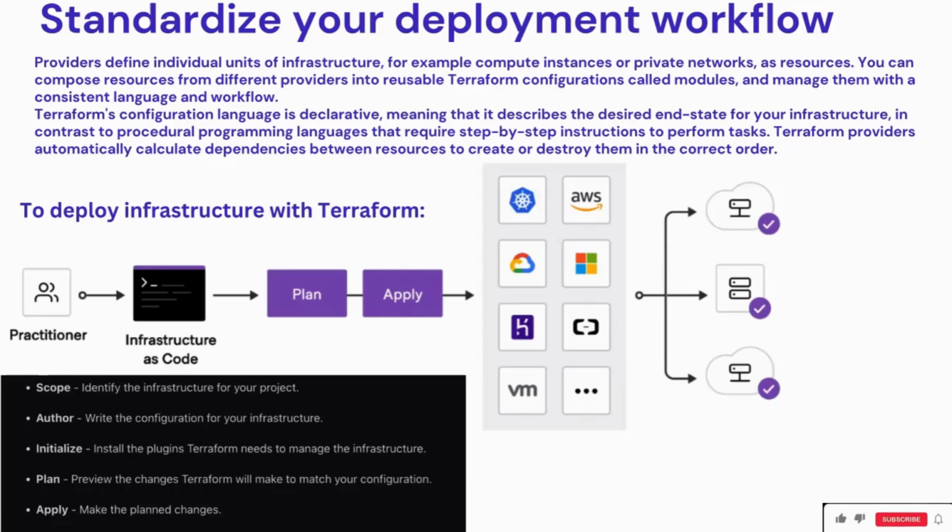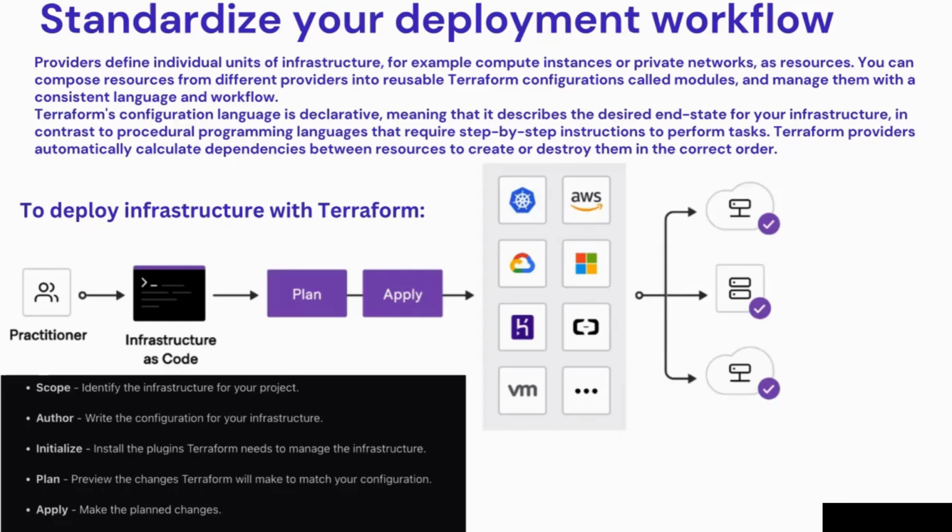So to deploy infrastructure with Terraform, what are you going to do? You are a practitioner, right? Or maybe you're a developer who has written the code. So your infrastructure code is ready first. Then accordingly, you have to check the scope. Scope means identifying the infrastructure for your project. What is your requirement and where is the requirement? Who is the provider? Where are you going to deploy? What services do you need? What security policies do you need? What different kinds of resources do you require? So this is what we have to think of. This is called scope, right?